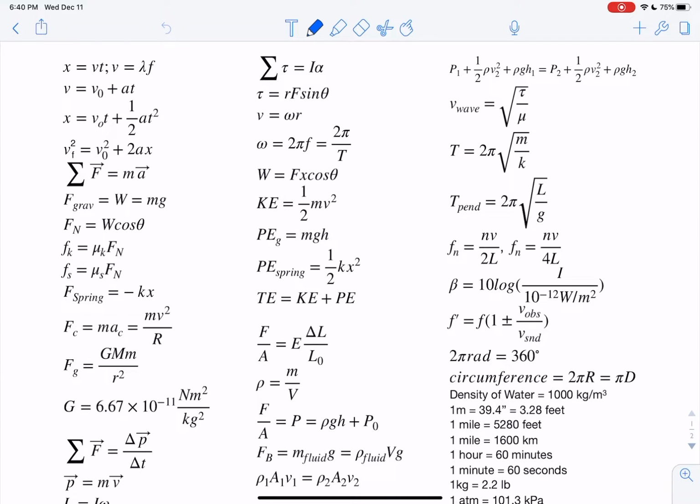All right, so let's go through this equation sheet. We've got distance equals rate times time. We've got wavelength times frequency equals the velocity of a wave. If you want to know how fast something is going, if it starts with an initial velocity and then accelerates at a constant rate for a certain time, that's a linear graph there. And that'll tell you how fast it's going at the end.